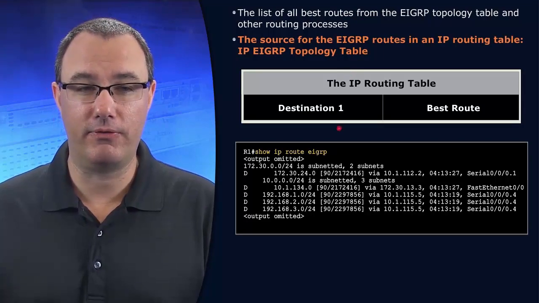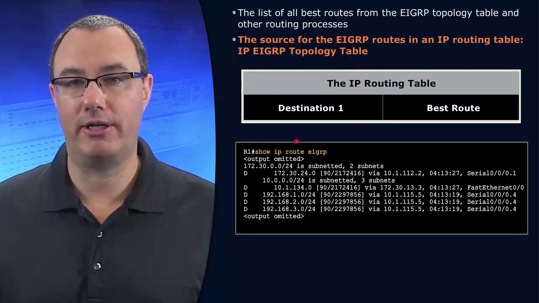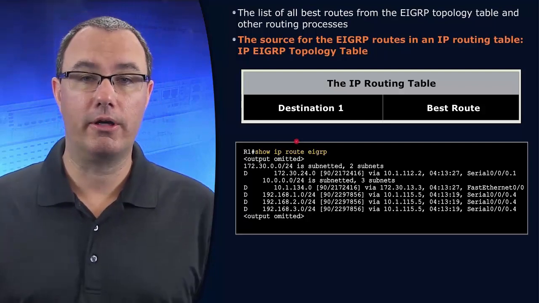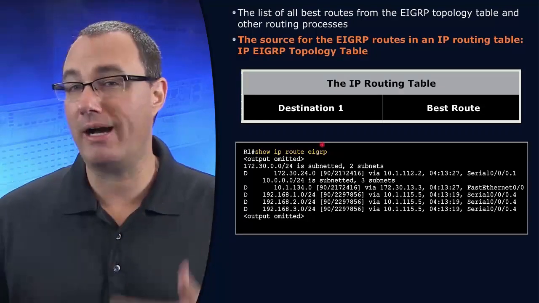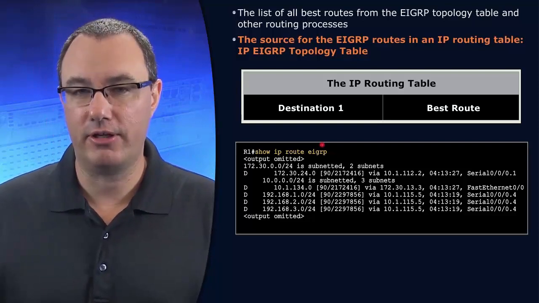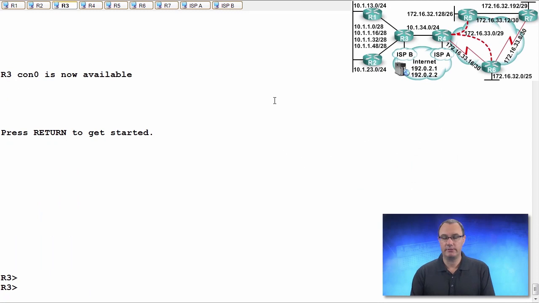So if I were to want to see these routes living and breathing in the routing table, I could do a show IP route, which shows me the whole thing, or I could say just show me the EIGRP routes in the routing table. Don't show me the other stuff. Let's, in fact, see this and get used to it. I think it's important to get used to these things.